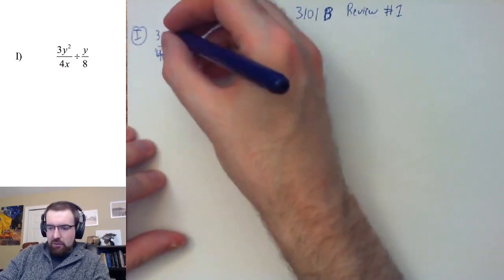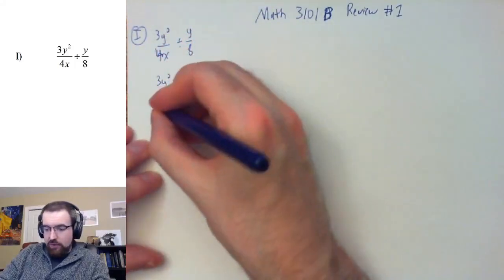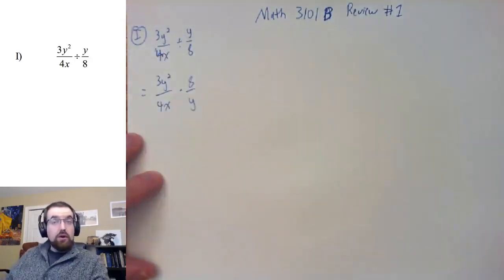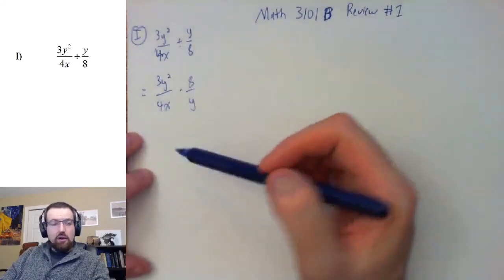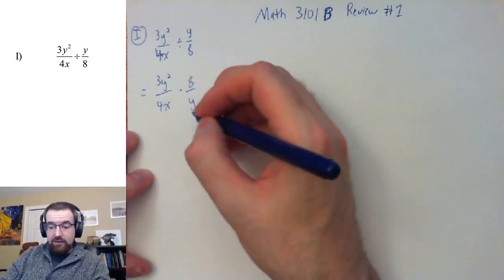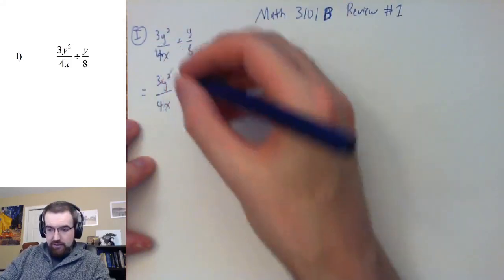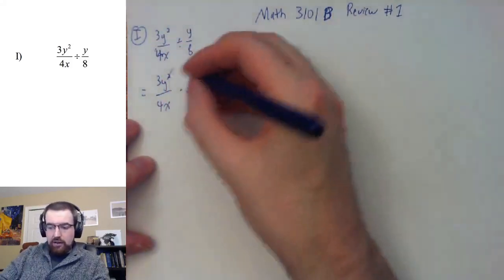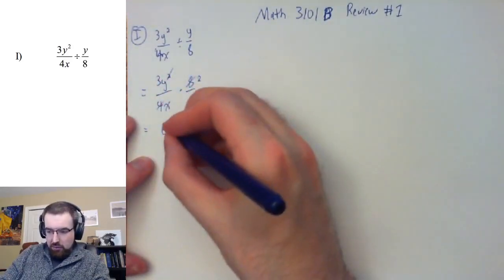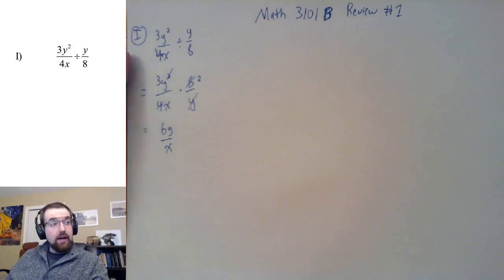Okay, so we're going to do 3y squared over 4x divided by y over 8. It's going to be 3y squared over 4x multiplied by 8 over y. Because in order to divide by a fraction, we take the reciprocal of it and then we multiply. Now once we flip this, we can start canceling. The 2 out of the corner can cancel with this y down here. This 8 and this 4 can become a 2. So what we're left with is 6y over x, and that's as simple as this is going to get.